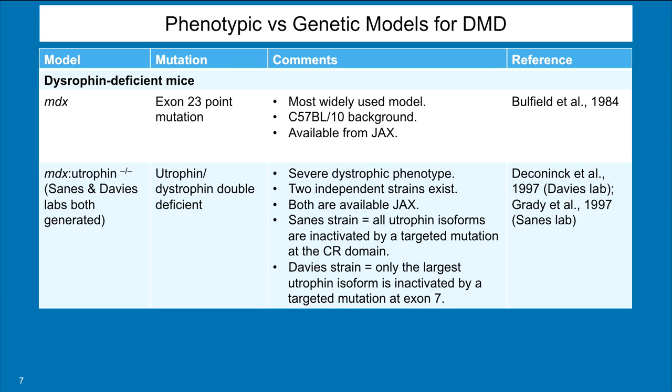So one of the disadvantages of using the MDX mouse is that while it has a mutation in the dystrophin gene, and in fact, it has a mutation in exon 23 of the dystrophin gene, which leads to a downstream premature stop codon, the mice don't exhibit all of the extreme disease symptoms that are present in Duchenne patients. So these animal models are widely available now to researchers all over the world through a company called Jackson Laboratories, or JAX for short.